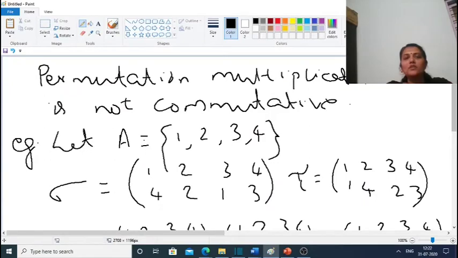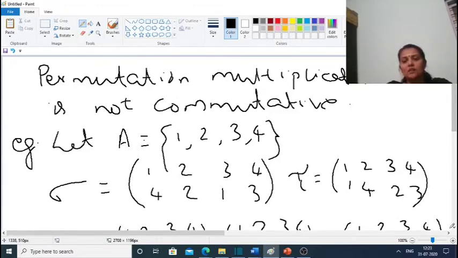Now we have to show that permutation multiplication is not commutative. We have shown the axioms G1, G2, G3. Now we are showing that it does not satisfy G4. For that we take an example. Let A be the set 1 2 3 4. Then take sigma; we do not need the sigma and tau used earlier, we can take any permutation that is not the identity. Sigma is 1 2 3 4 over 4 2 1 3.